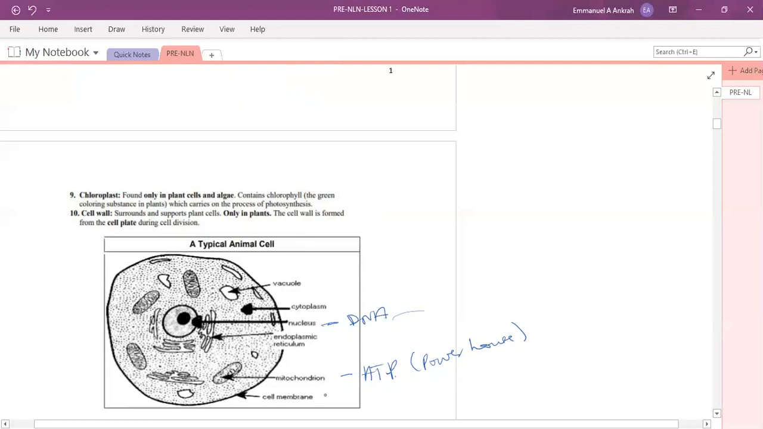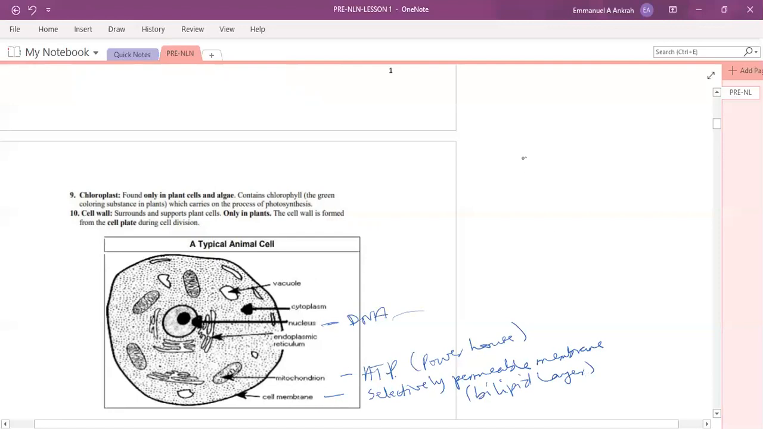Then when it comes to the cell membrane, the word is selectively permeable membrane. In other words, it only allows certain things to go in and out of the cell. If you take the cell membrane, I believe in your anatomy and physiology class, you were told that this is a bilipid layer, made up of 2 layers of lipid.